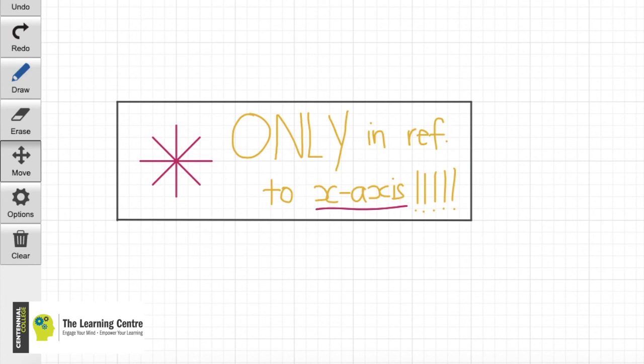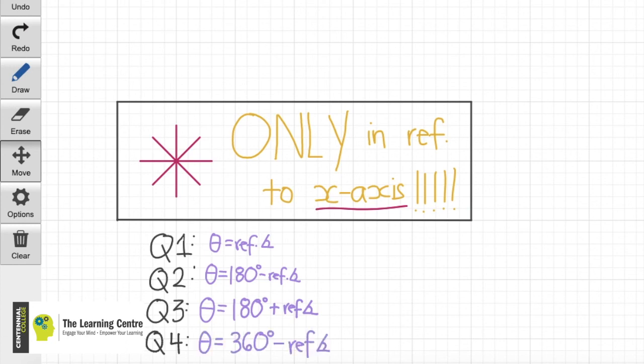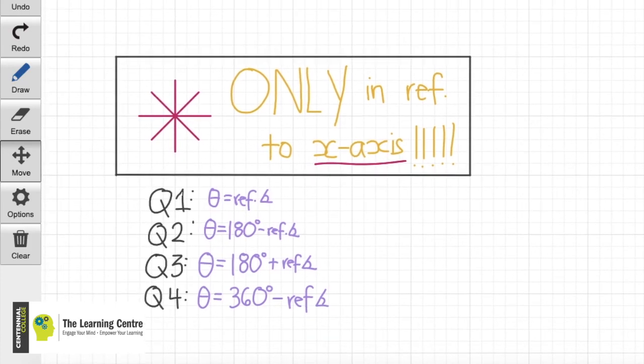And so we have four little rules to remember when trying to determine what our angle is. If our terminal arm lies in quadrant 1, then theta is equal to the reference angle. If it's in quadrant 2, theta is equal to 180 degrees minus the reference angle. If it's in quadrant 3, theta is equal to 180 degrees plus the reference angle. And if it's in quadrant 4, theta is equal to 360 degrees minus the reference angle.